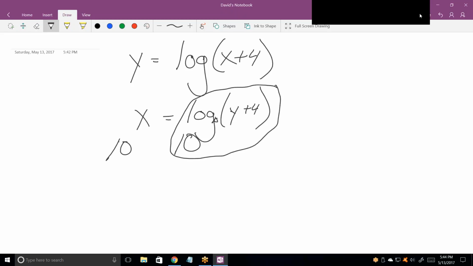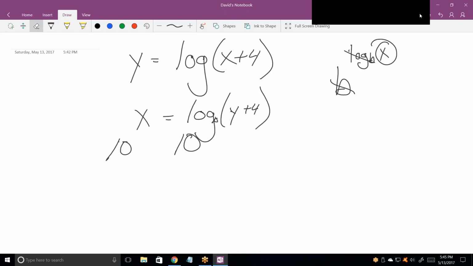What is 10 raised to the log base 10 of y plus 4? Remember, what was b to the log base b of x equal to? It's equal to x. In other words, these effectively go away. Okay, so that's why I took the left and the right side of the equation and made them be exponents.